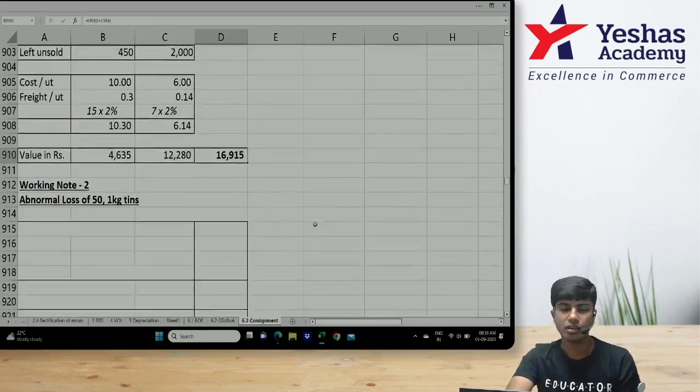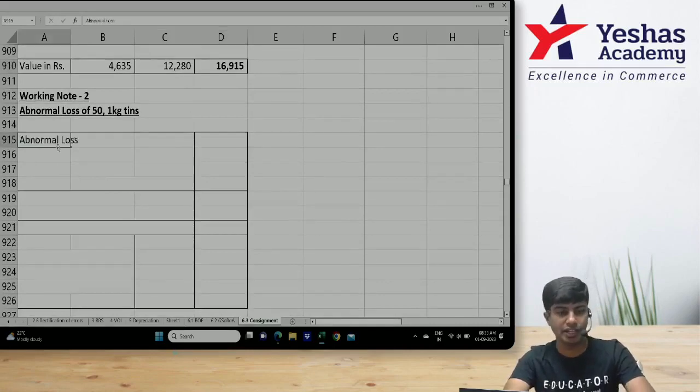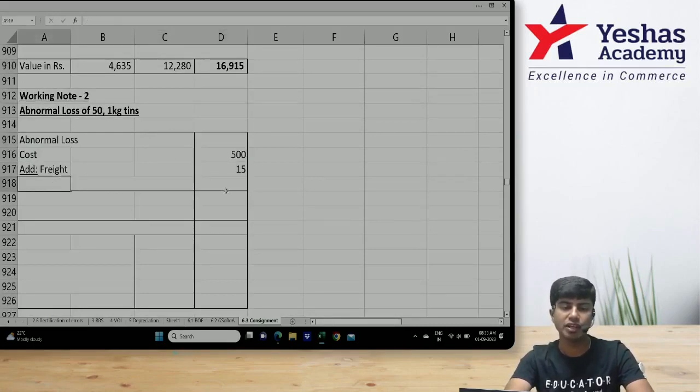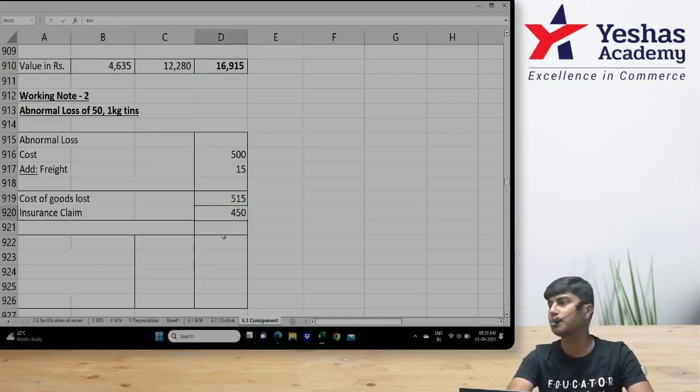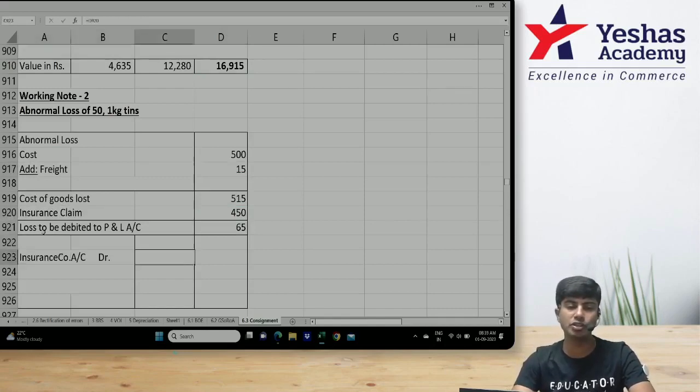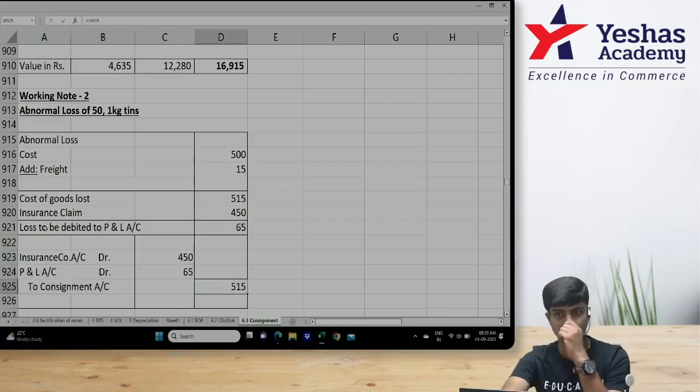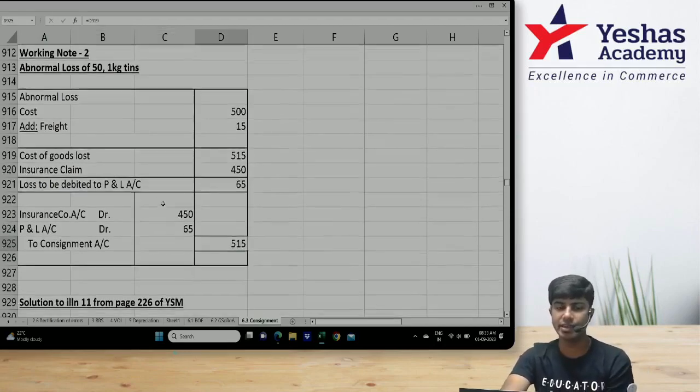For that abnormal loss, we can write a detailed working out if you want. Abnormal loss is how much? Cost of the goods is 500. Add freight 50, and the cost of the goods is 550. Insurance company accepted 450. 65 rupees loss. So the entry will be: insurance company debit 450, P&L debit 65, consignment credit 500.